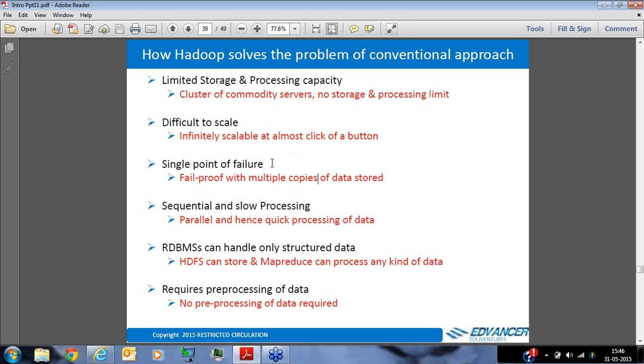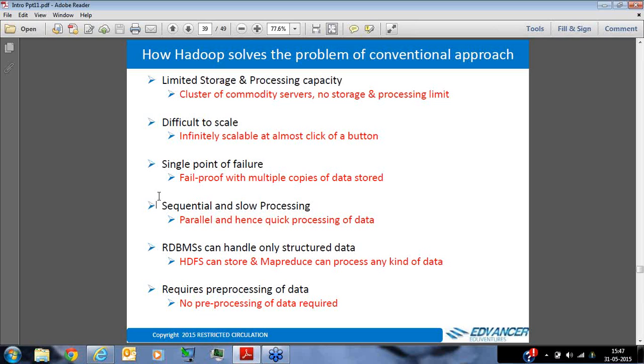There was a single point of failure earlier where there was just one machine which was storing all your data. Now, because you can store multiple copies of data across multiple nodes, it has become almost fail proof, very reliable. Earlier, it was sequential and slow processing because there was only one processor or one machine which was doing all of it. Now you can use the processors across multiple machines to actually process the data in parallel. And hence, as you saw, companies can save a humongous amount of time to process and analyze the data. The RDBMSs could store only structured data, but HDFS can store any kind of data, structured, unstructured, and MapReduce can process any kind of data. It required pre-processing of data earlier if you wanted to store unstructured data into a structured format.